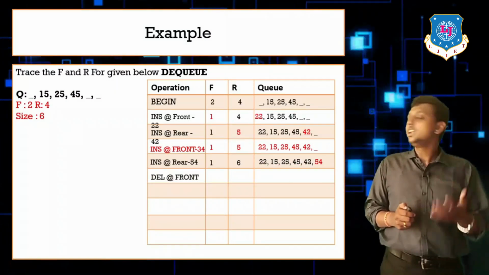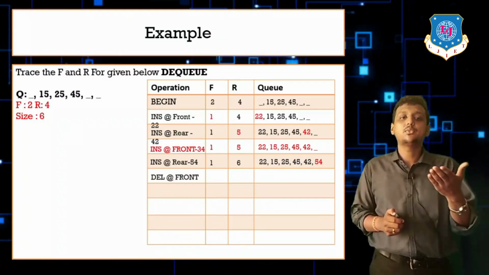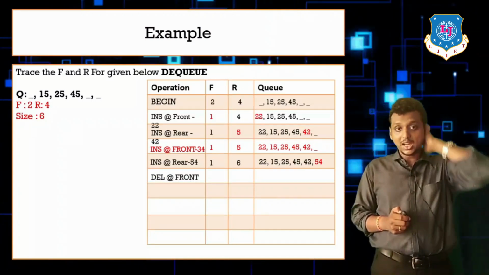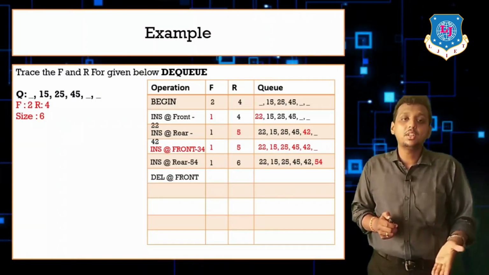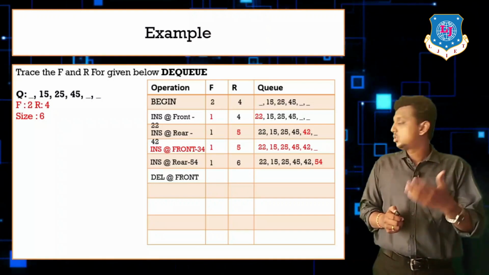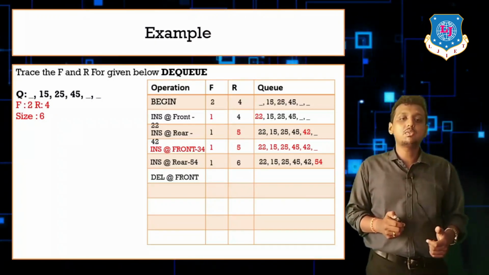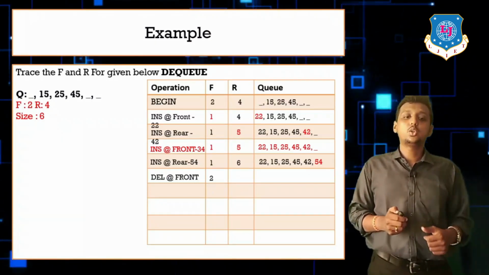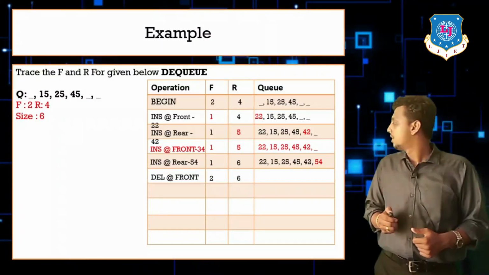Next, deletion at front. Okay, so you can delete at front. You can perform the deletion operation at front. Yes. Okay, so just do it. Delete the latest value, which is 22. Okay, so 22 will be deleted. So front will be incremented to 2.